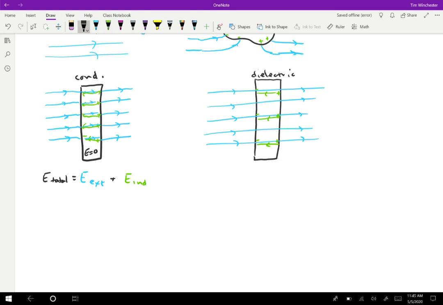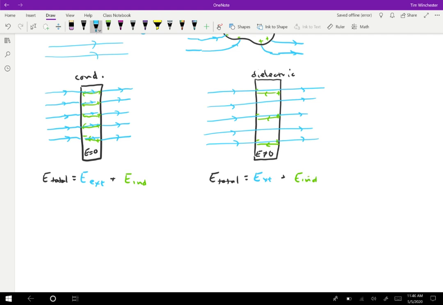Okay, so here the electric field is not equal to 0 inside. There's still some remaining field. And in this case, the E total is still going to be the same. It'll be the external field plus the induced electric field.